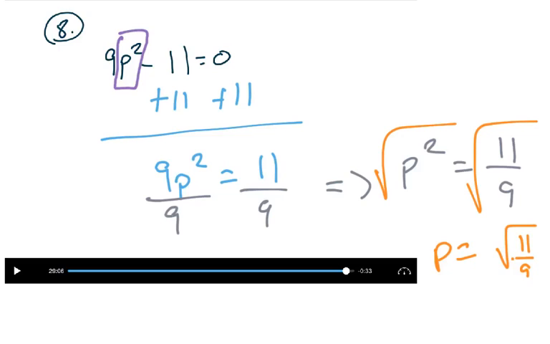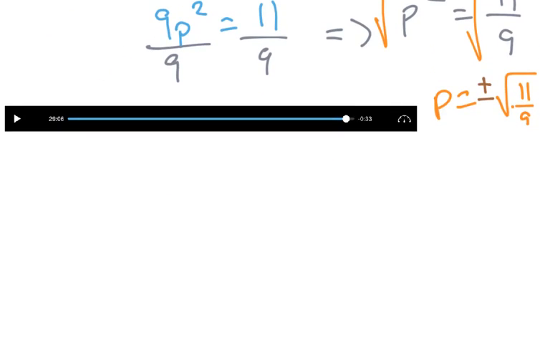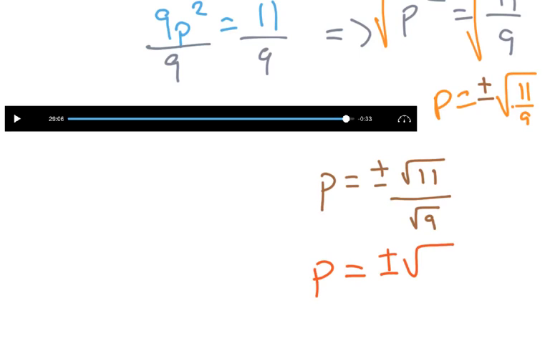Now there's a couple things here. Number one, if we're listing all of the possibilities, then what I need to do is put plus or minus, because when you take the square root of p squared, you're left with a plus or minus solution. So this is plus or minus square root 11 over the square root of 9. I'm writing it like this because if I want to go one step further, I can. I can also say that p is plus or minus square root 11 over 3.